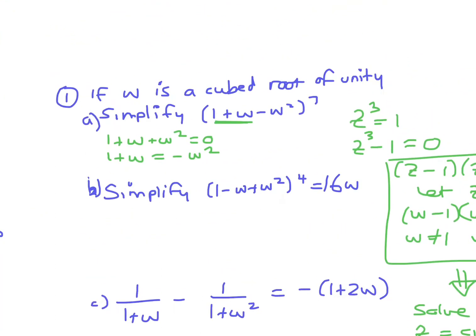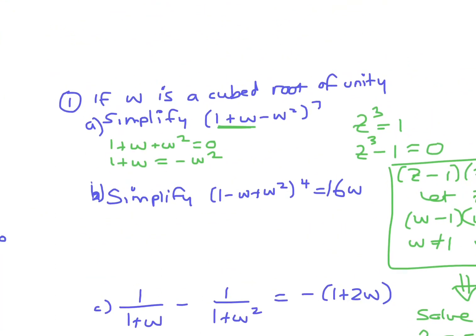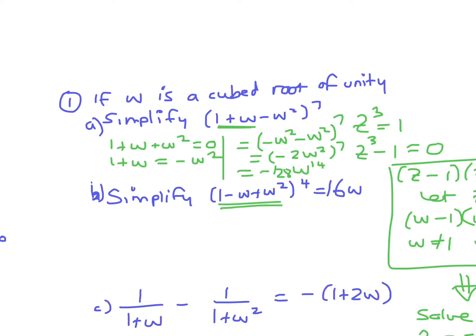All right, so let's go ahead and simplify this. In this particular question, that means it's minus omega squared to the 7, which is minus 2 omega squared to the 7. So it's 2 to the power of 7 and omega to the 14. Now 2 to the power of 7, I think, is 128. Yeah, it'll be 128.